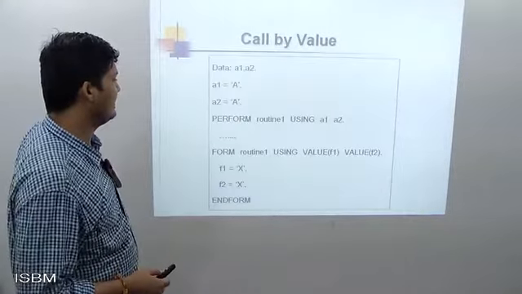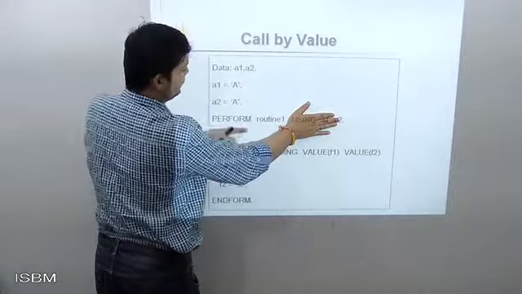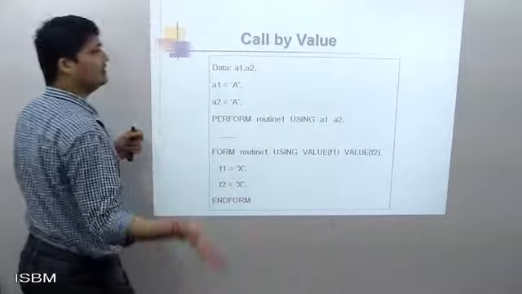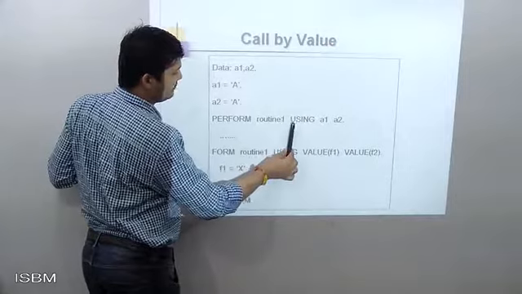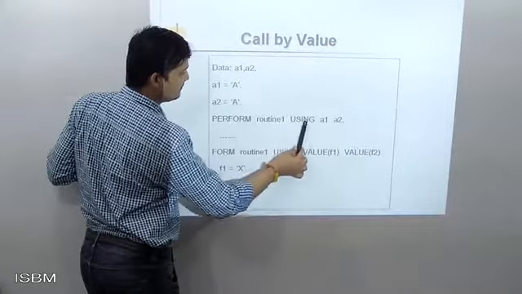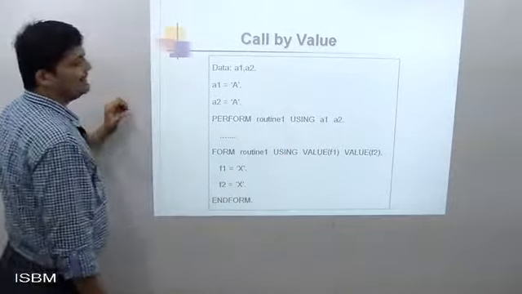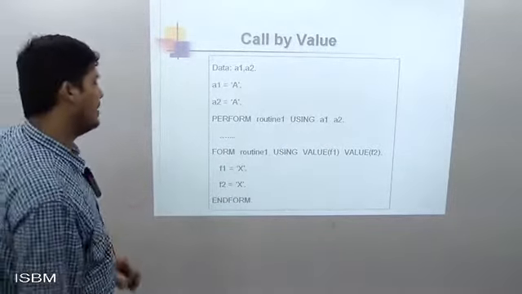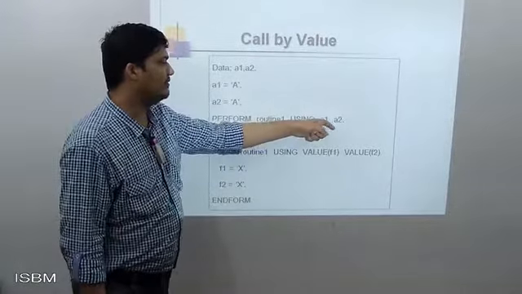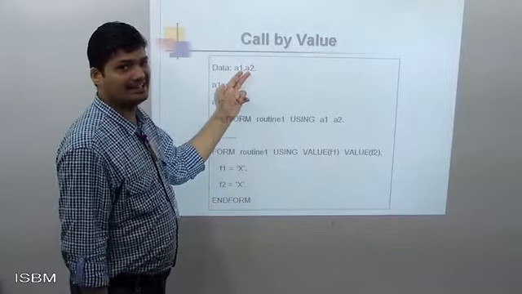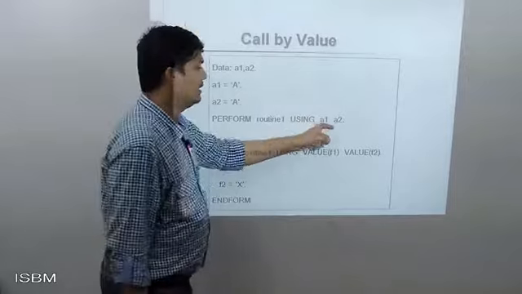But here you can see I am using one more word. Perform routine 1, we have used in the previous slide also, but here I have taken the word using A1 and A2. So it is an example of call by value. Here, perform routine 1 using A1 and A2, which we have declared over here. I have used the using keyword with A1 and A2.